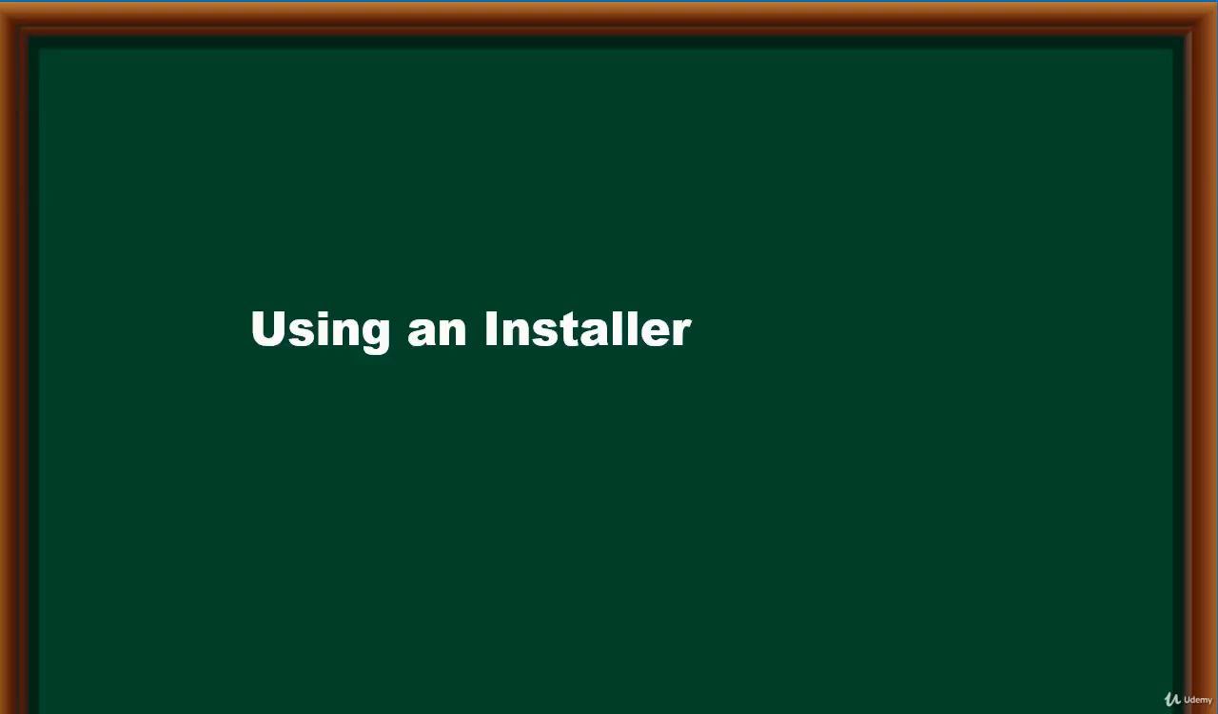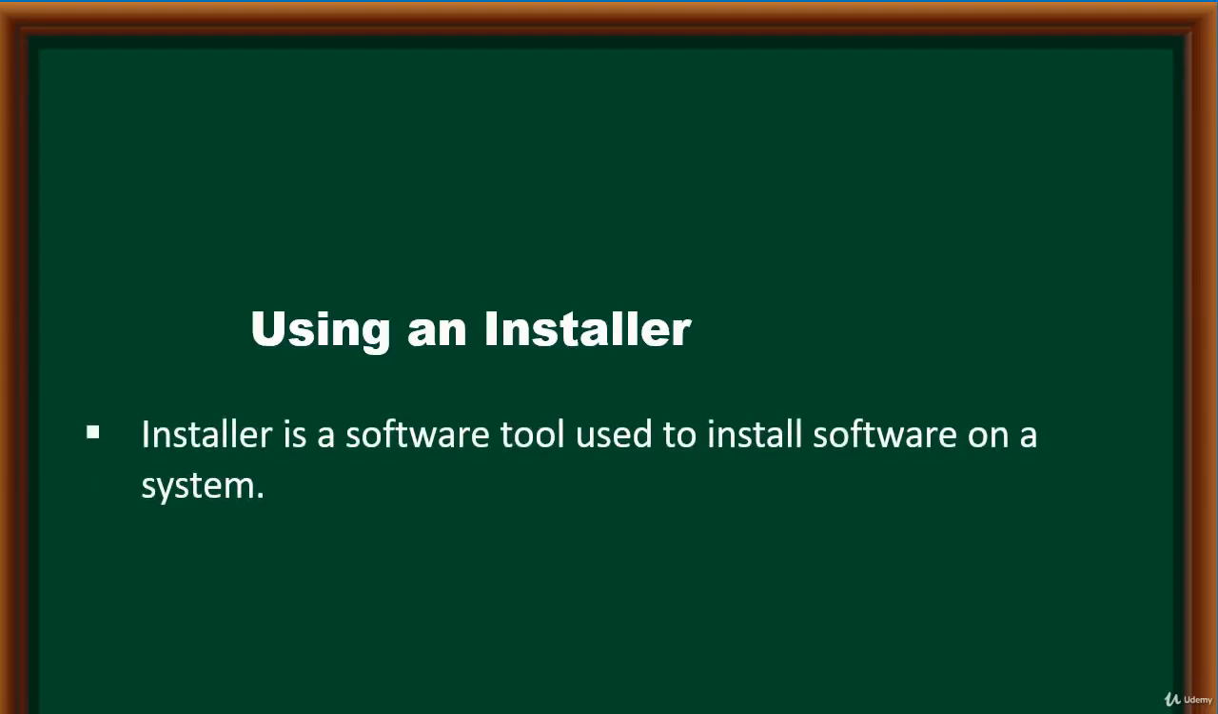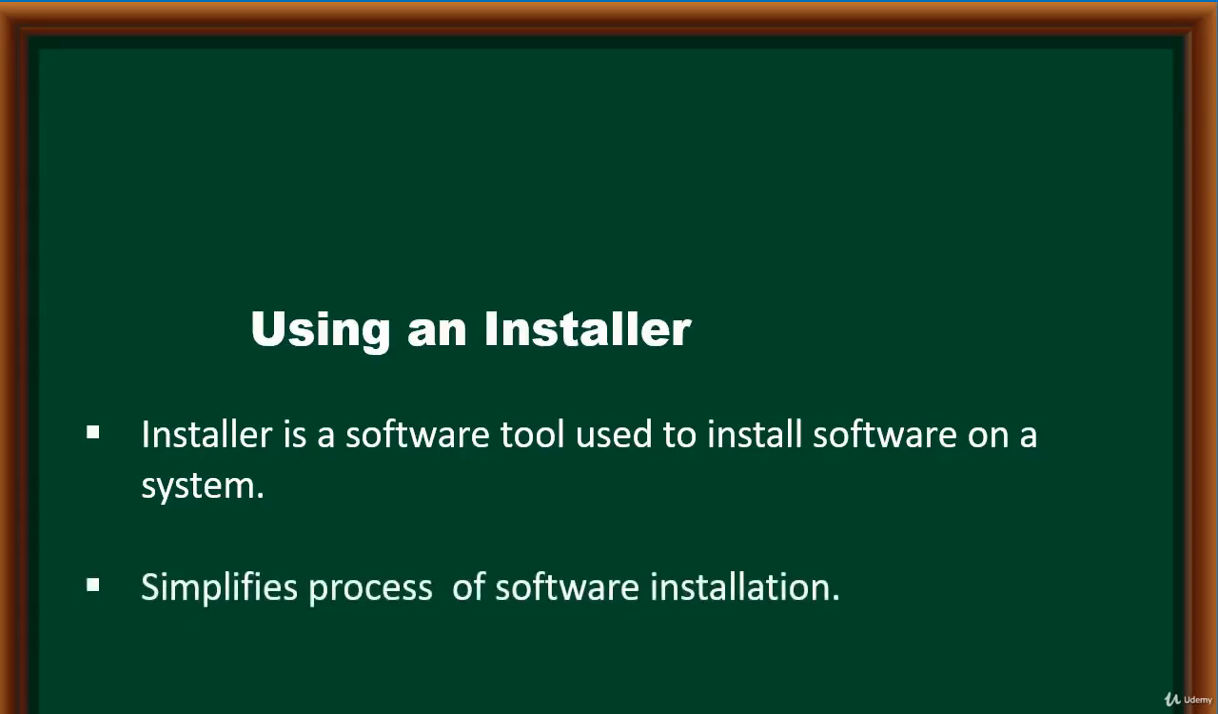An installer is basically a piece of software that is used to install software programs on a system. An installer makes it easy to install other programs by providing the user with a step-by-step process, also giving them the options to select what they wish to install.